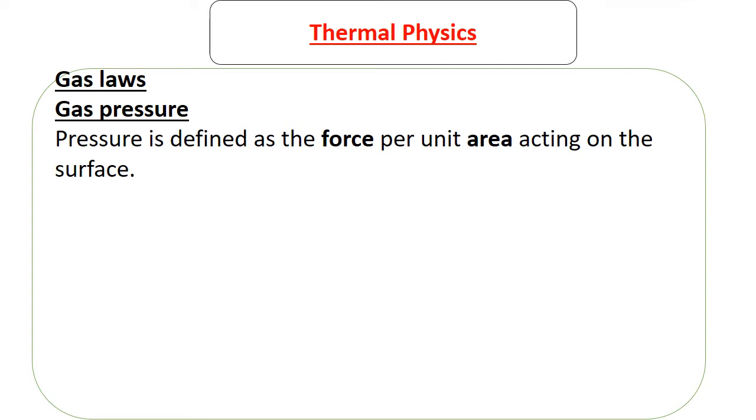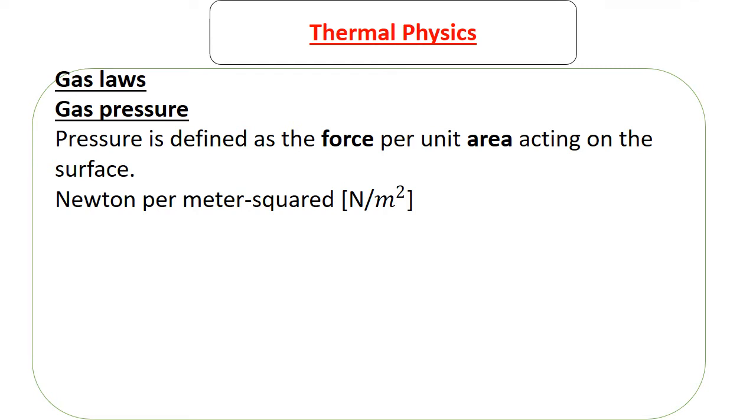So the formula for pressure is force over area, but it's not going to be the main concentration on this part. So if you have been given a force and the area it's acting on, you can just divide the force by the area, and what you're going to get is the pressure.